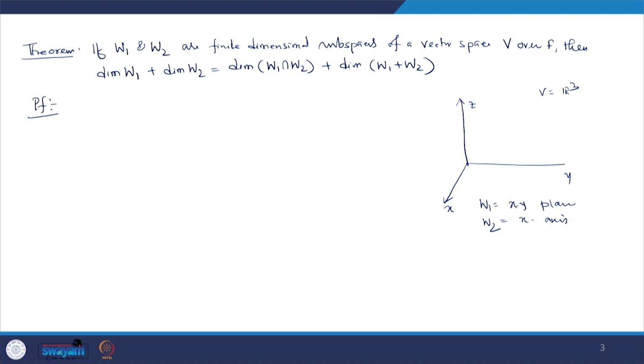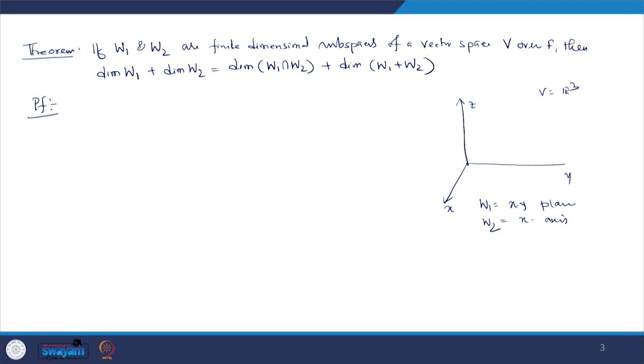So, dimension of W1 plus W2 will be equal to 2, and dimension of W1 is again 2, dimension of W2 is equal to 1. What about W1 intersection W2? W1 intersection W2 is the x axis, and the dimension of the x axis is 1. So, dimension of W1 is 2 and dimension of W2 is 1, so 2 plus 1 equals 3. On the right hand side, dimension of W1 intersection W2 is 1, plus dimension of W1 plus W2 is 2, because W1 plus W2 is nothing but the xy plane, that is W1 only. So, I see that this relation holds.